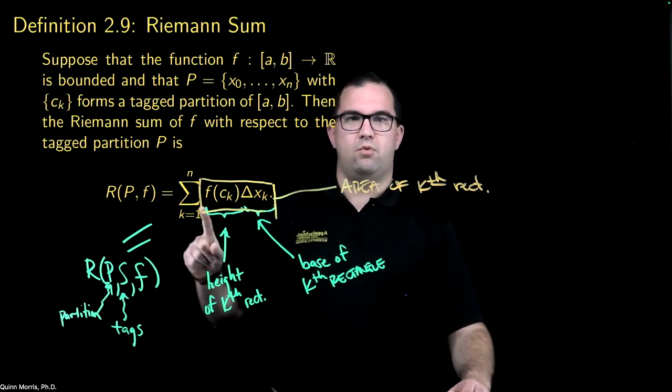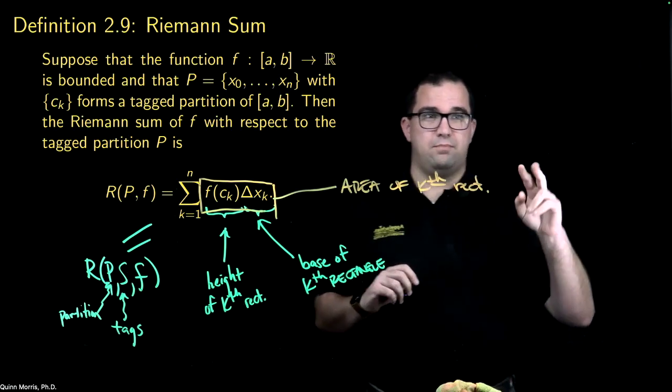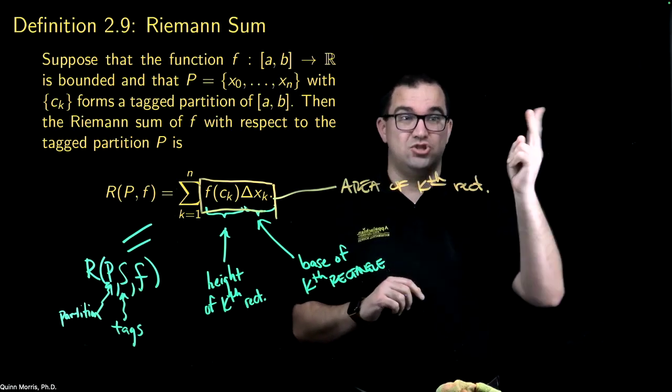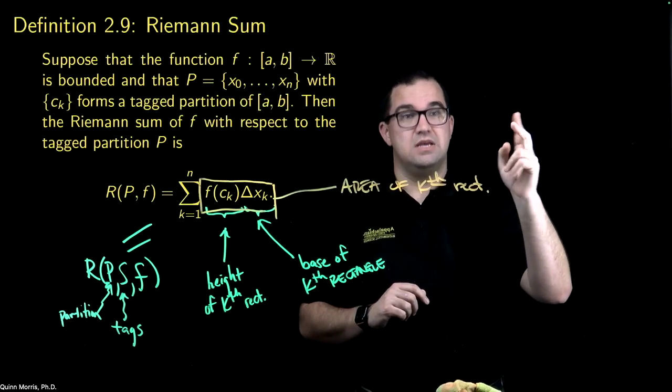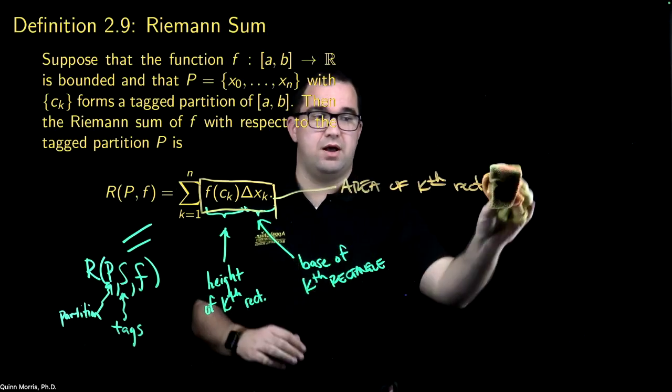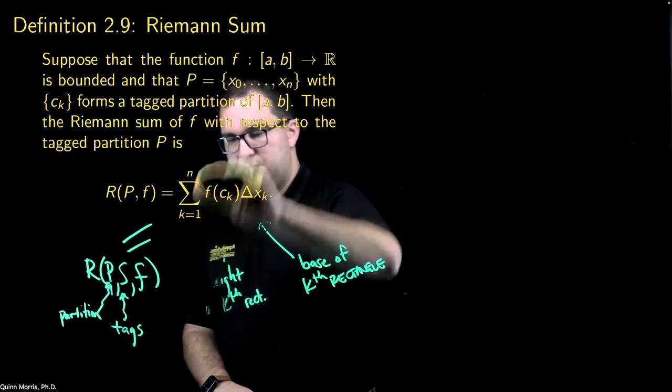What I just want us to be aware of in the big picture is you really have two moving parts. You have the partition and you have the tags. And if either of those pieces changes, then you should expect the value of your Riemann sum to change. And that's really the big piece of that.